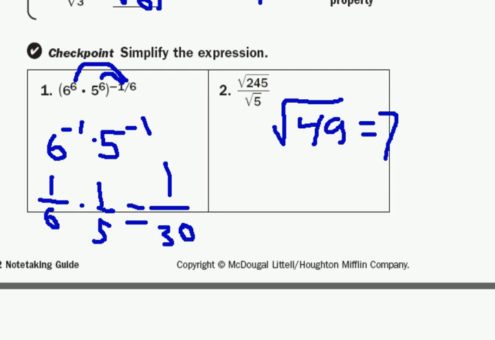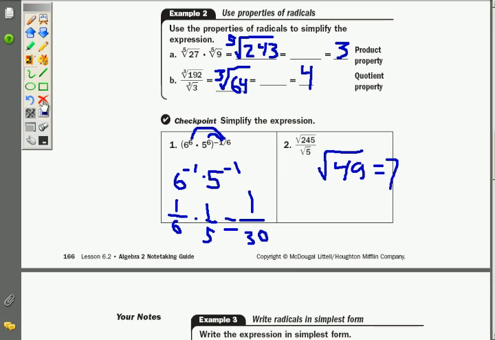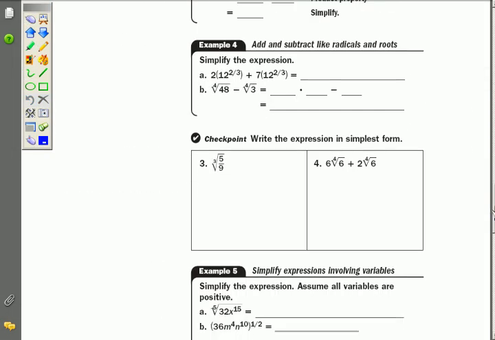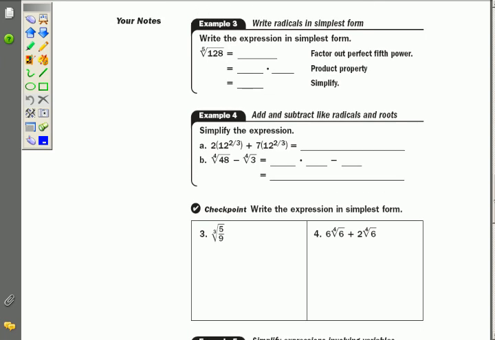But eventually they're going to be letters, and you know it's that whole thing. You got to crawl before you walk, and walk before you run, right? So let's take a look at example 3 here, and you got another checkpoint coming up.